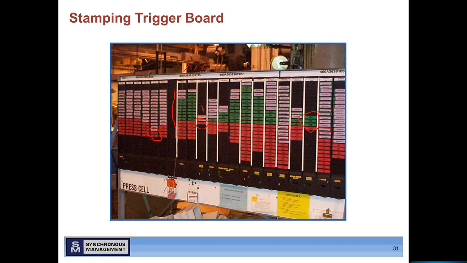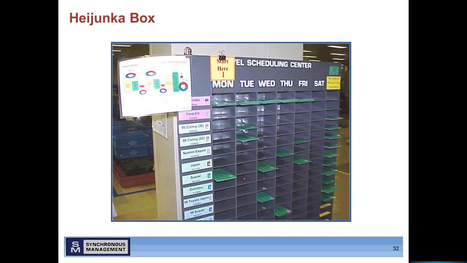Now this is accumulating Kanbans, where the batch size is more than one Kanban. You have to accumulate them. It's called a trigger board or Kanban accumulator of some kind. These systems get very complicated, so you have to be very careful with them.